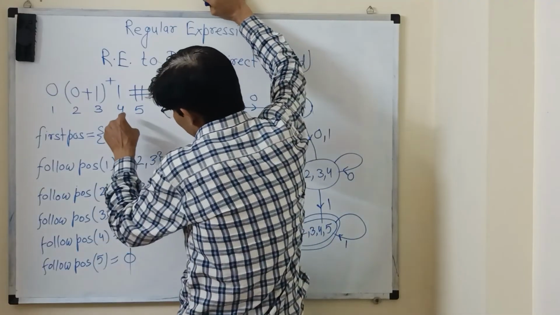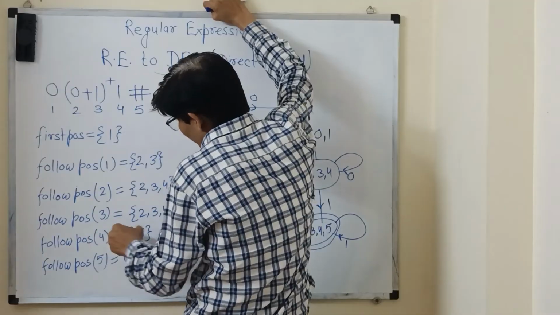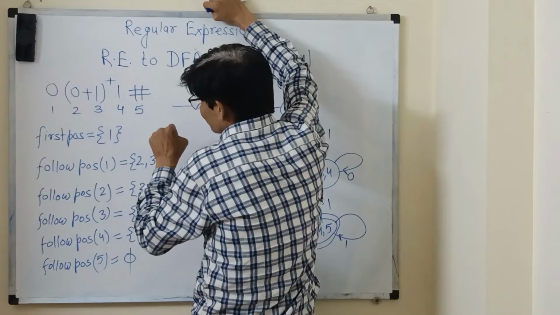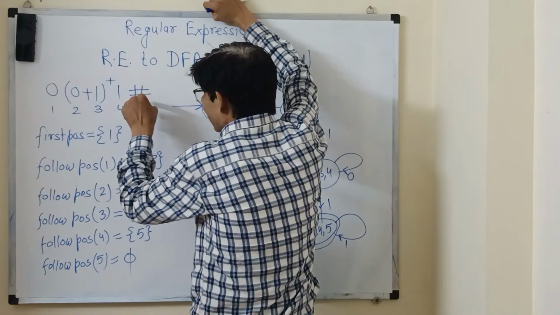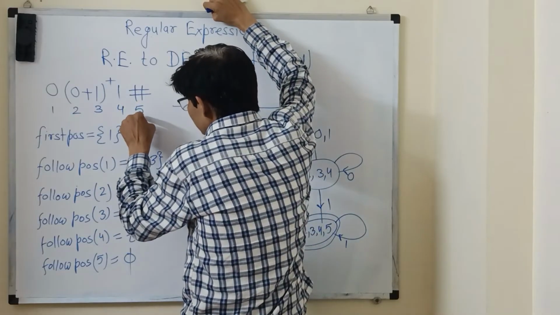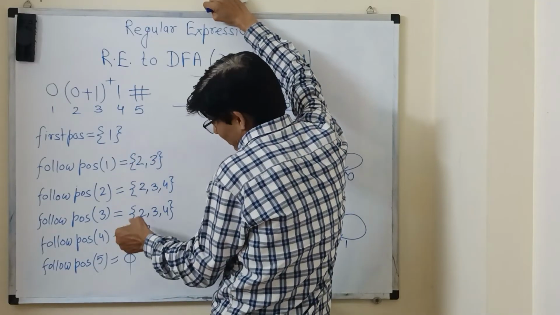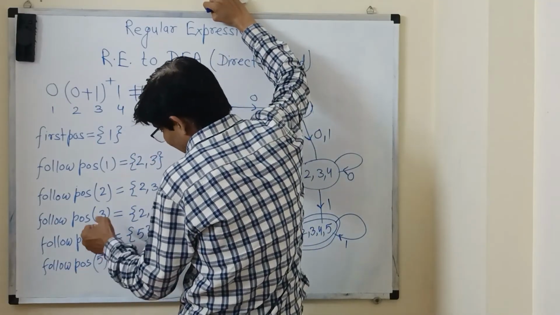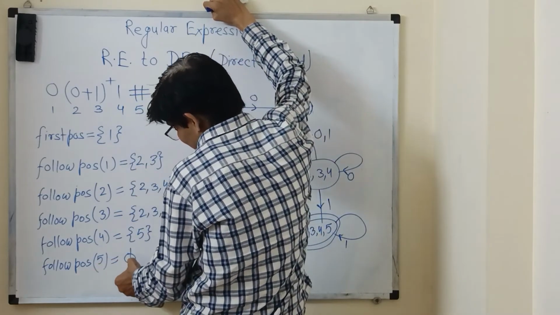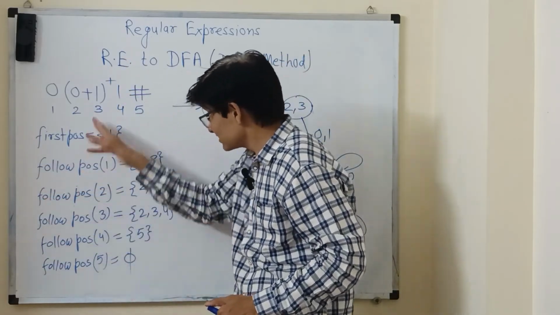Now follow of 4. As 4 is a compulsory symbol and it is the last symbol of the given regular expression, it is followed by the hash that we have added as an extra symbol. So only 5 would be in the follow of 4. This is the only symbol in the follow of 4. Now follow of 5 is 5, as this is the number assigned to hash, so it is always 5. So these are the first pos and follow pos sets for this regular expression.